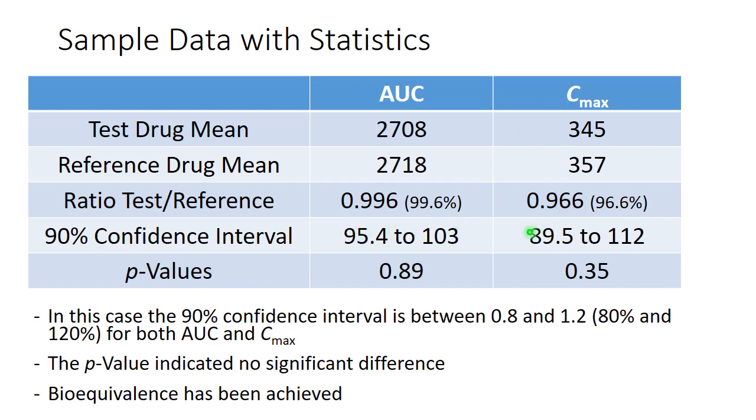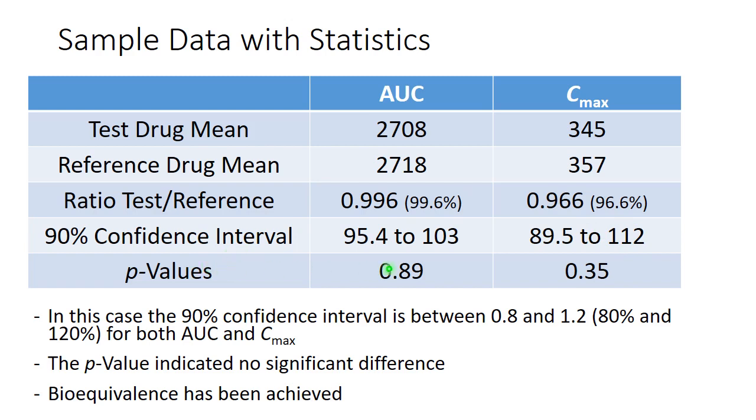Cmax, 89.5 to 112. We're above 80 on the lower end of the range, and on the higher end of the range we're below 120. That's good as well. So the confidence intervals are good. It tells us there's bioequivalence.